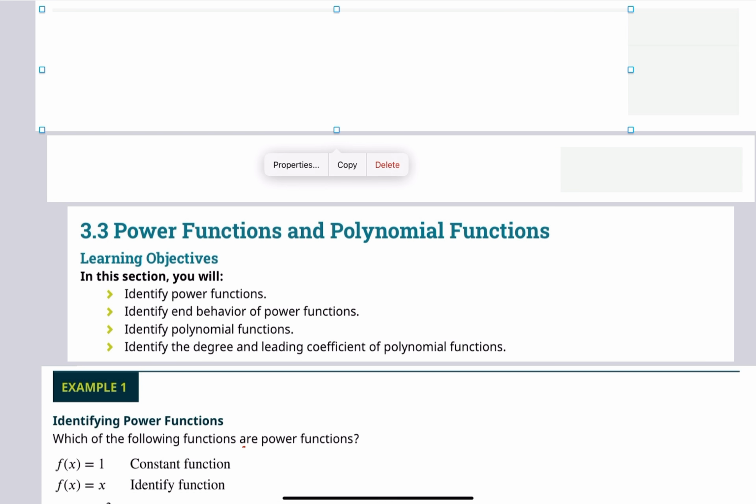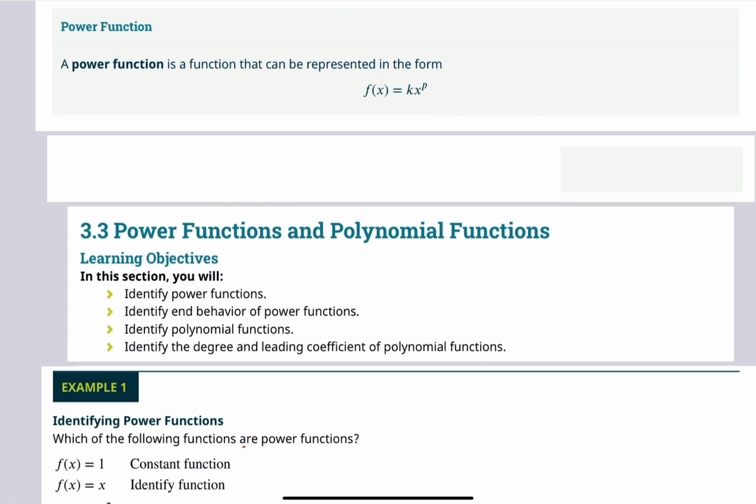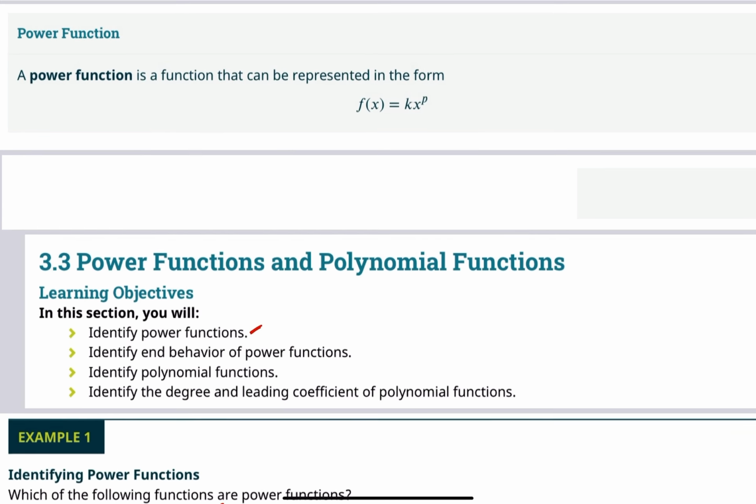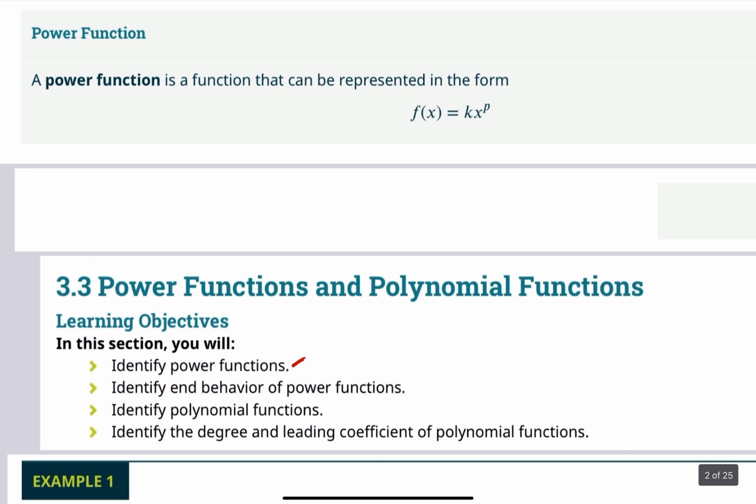Now, starting off with the first objective, which is just identifying power functions. Now, what is a power function? A power function is simply written in this form, where f of x equals k multiplied by x raised to the power of p.